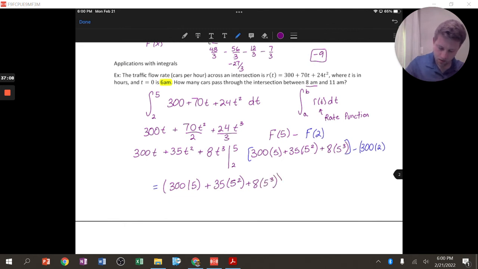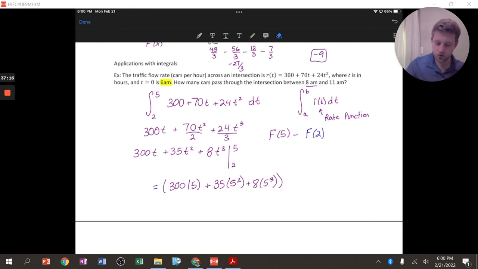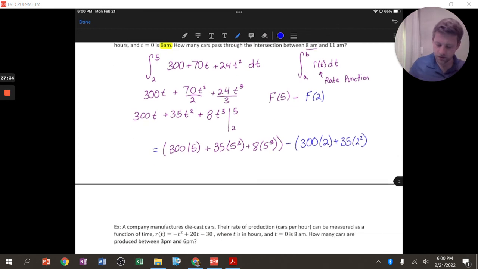All right. There's our F of 5. Just going to get rid of this. And we'll start with our F of 2. So this would be 300 times 2, and then plus 35 times 2 squared, and then finally, we'll have plus 8 times 2 cubed.